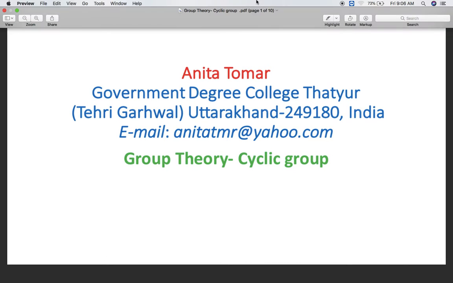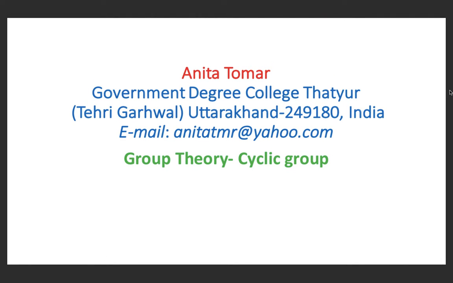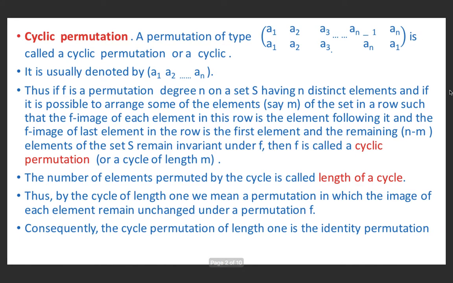Good morning. Today we will study cyclic groups. Cyclic permutation. First of all, a permutation of the type: if we write in the first row a1, a2, a3, ..., an minus 1, an, and the image of a1 is a2, image of a2 is a3, image of an minus 1 is an, and image of an is a1, which is the first element in the first row, is called a cyclic permutation or a cycle.